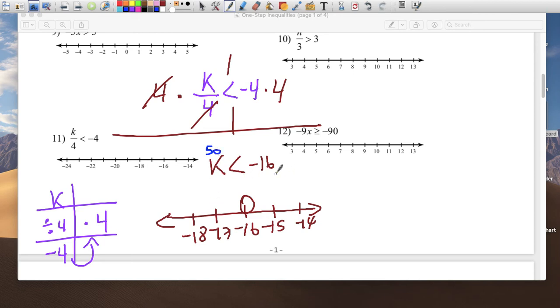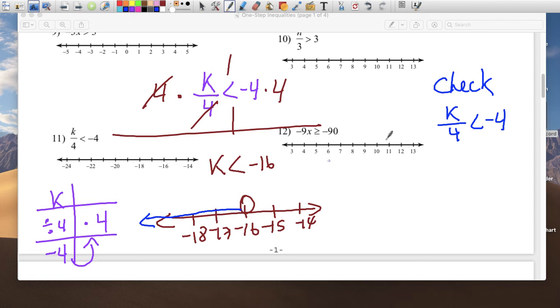50 is less than negative 16, not true. Pick 40. 40 is less than negative 16, not true. Pick the number 5. Is 5 less than negative 16? Not true. So after all those 3 examples, you can tell that numbers on this side here are not going to work. So we want numbers on this side. Your check: the original inequality is k over 4 less than negative 4.